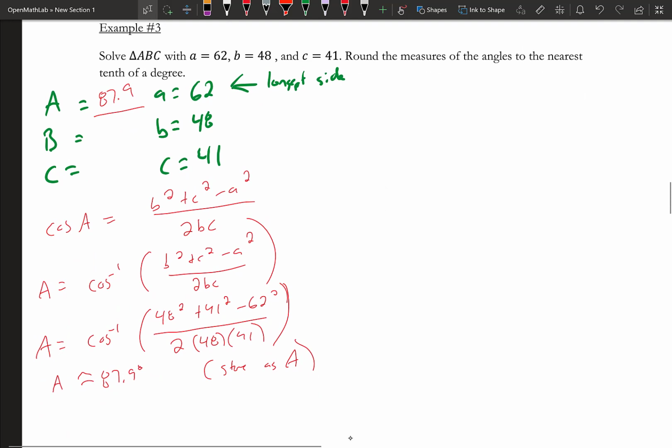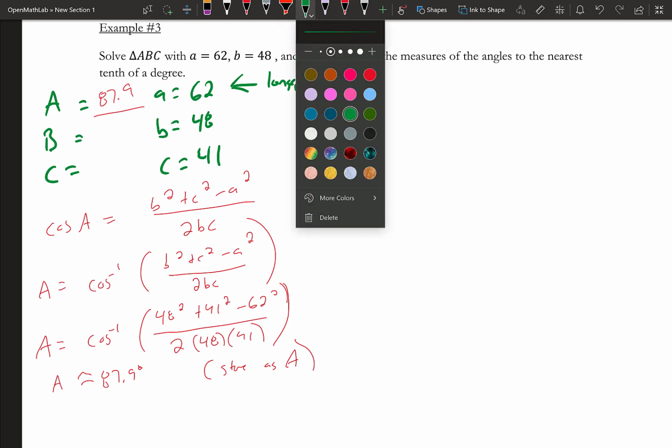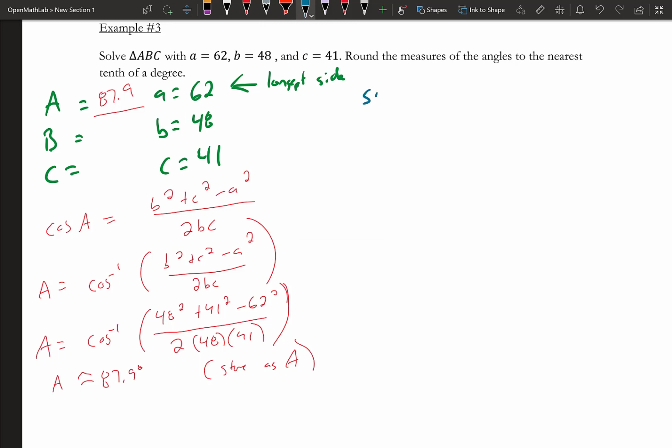Right, so now I could find angle B using the law of sines. Anytime I can use the law of sines, I would recommend it. It's a lot easier. Sine of A divided by 62 equals sine of B divided by 48, right? And I wrote down this A value, this is stored. If that confuses you, you could just write down the 87.9. But just know when you type that in your calculator, I would recommend using the A value, right?